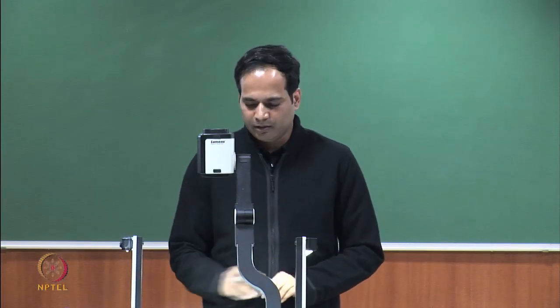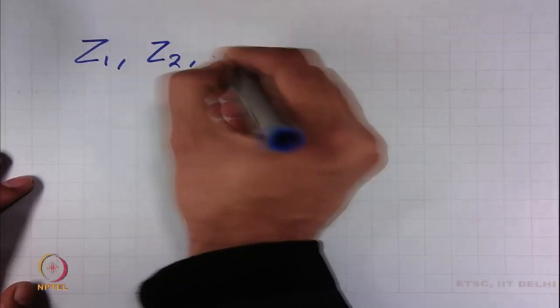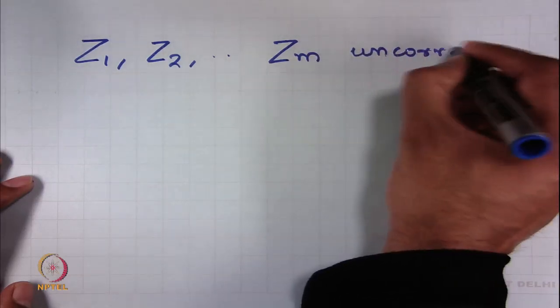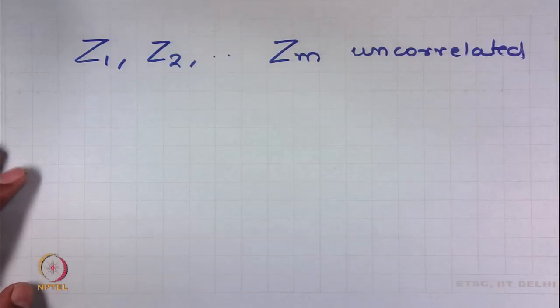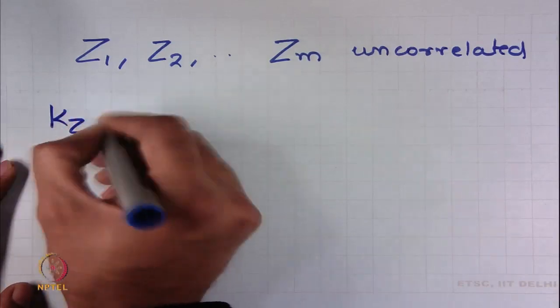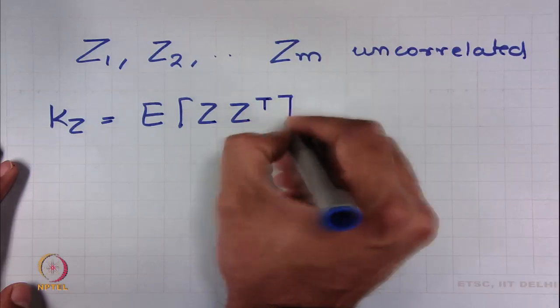Now, let us see what happens to this joint probability density function if these elements are uncorrelated. Okay. So, let us now assume that these are uncorrelated and let us see what happens to the joint PDF. And joint PDF depends upon the covariance matrix. So, let us see what happens to the covariance matrix. And what was the covariance matrix? It is the expected value of Z times Z transpose.